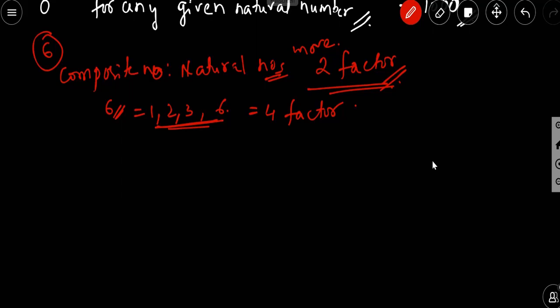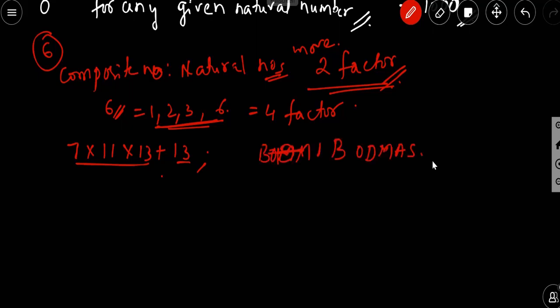Now what he has given here is 7 into 11 into 13 plus 13. In this expression, there is the number 13 before the plus, and the same number 13 after the plus. So you can multiply and then add, or you can take 13 as a common factor. A little bit of multiplication will be reduced. Both ways you can do it, but first you have to do multiplication, then addition.